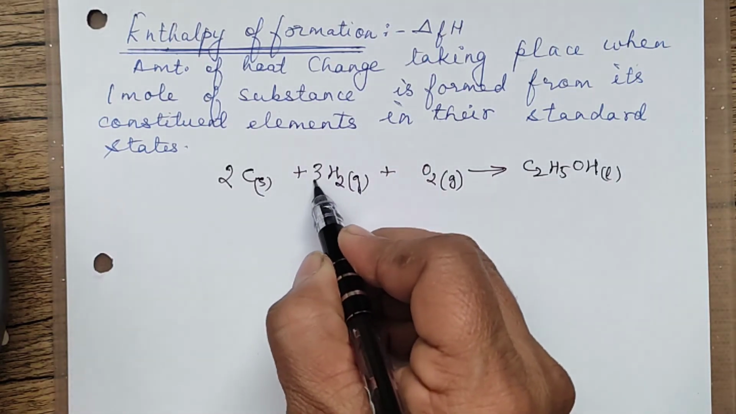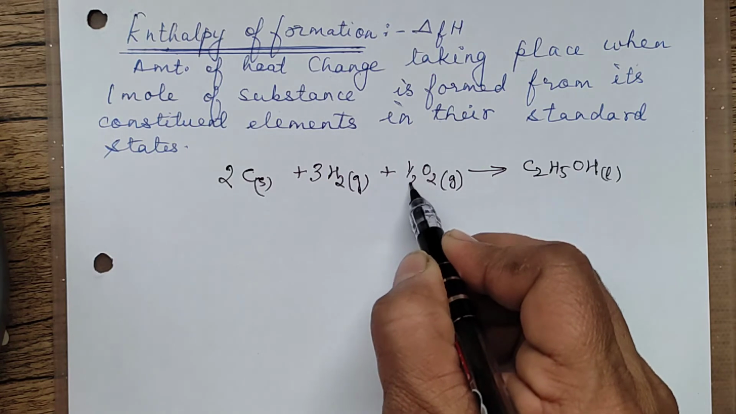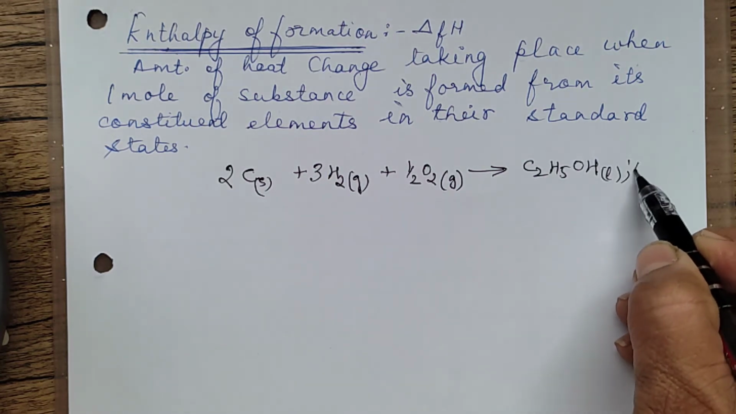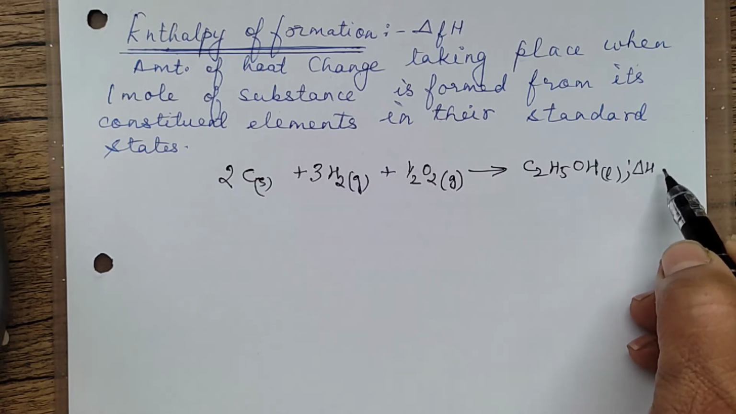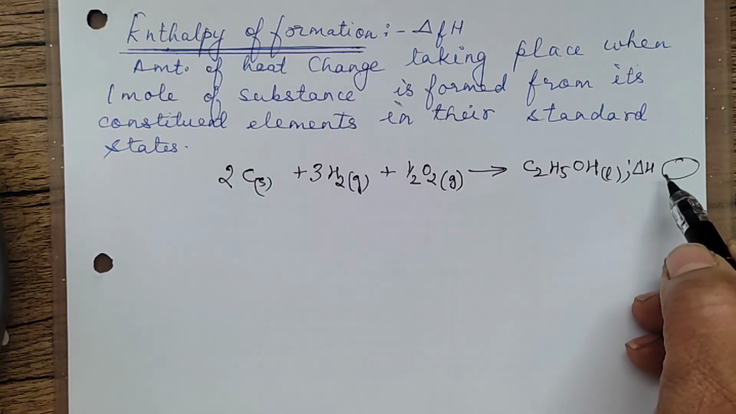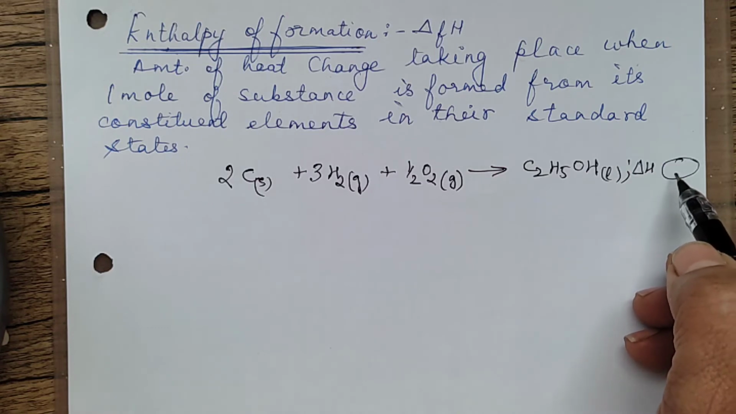To balance it, this will be 3 and this will be half. This is the enthalpy of the formation. And whatever is the heat liberated or absorbed, you don't have to remember the values here, whether this is minus or this is plus. While looking at the equation, you should be able to judge whether it is endo or exothermic.